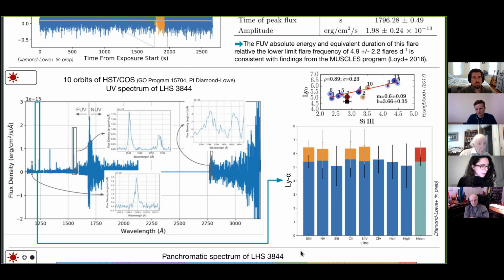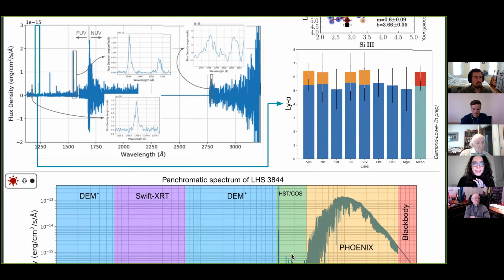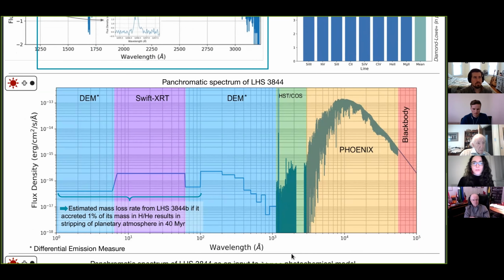So that was fun. So now we can take the HST COS data and go even farther. What we ended up doing was making a panchromatic spectrum for the star from 1 to 10^5 angstroms. So the HST data that I just mentioned is here. I've highlighted the estimated Lyman alpha line over here. And then redward, we've added a Phoenix model. We've extended it a little farther with a blackbody. And then blueward is where it gets even more interesting, and we can take some Swift XRT data.